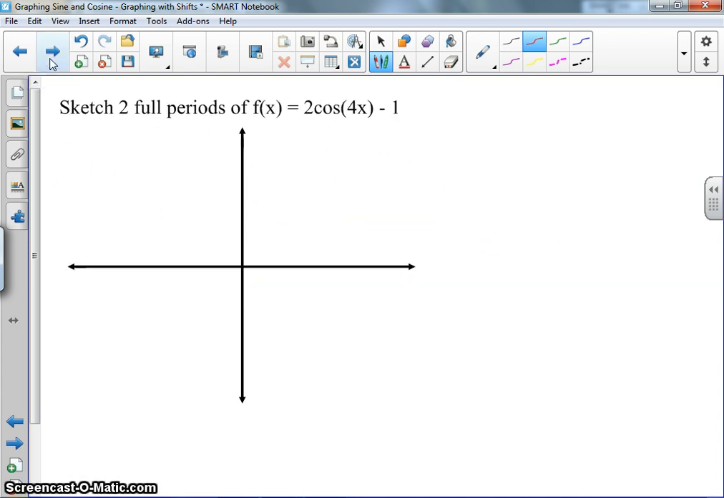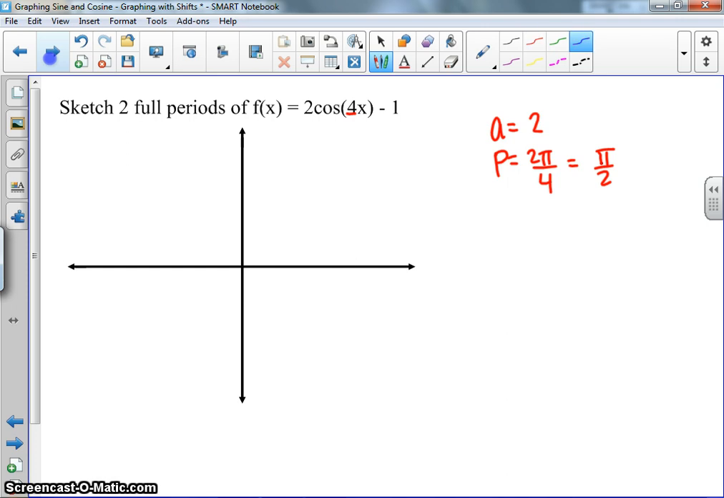Alright, so 2 full periods of 2 cosine 4x. First thing I'm going to do, same as last time, is find the amplitude, that's 2. The period this time is 2 pi over 4, which reduces to pi over 2. And then this is going to shift it down 1.